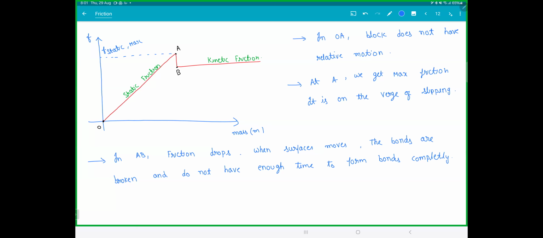Think of it like this. Tell me one thing. If I'm standing beside you, you are catching me. Is that easy to catch, or is it easy to catch me while I'm running? In which case will you apply more force? While I'm standing, right? So when I'm stationary, you can hold me tight. But the moment I start moving, every time I break the bond and I run ahead, you have to catch a molecule, you have to form a bond in motion. It becomes very difficult. So once the surfaces start slipping, the bonds which form will not be formed completely. That means the bonds will be weaker.